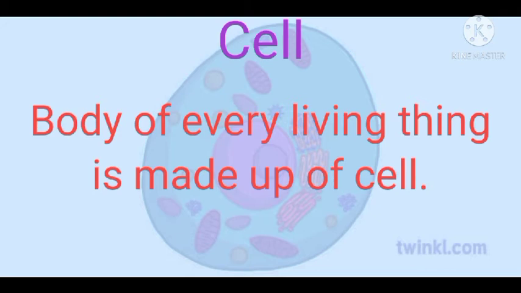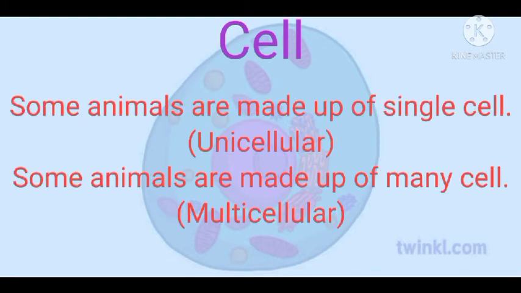Some animals are made up of a single cell only. Their body is made up of only a single cell. Those animals we call unicellular. We will learn about this type of animals in later classes. And some animals have bodies made up of many cells. We call them multicellular. Humans, dogs, cats, elephants are examples of multicellular animals.